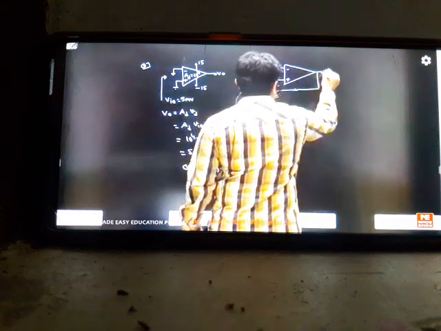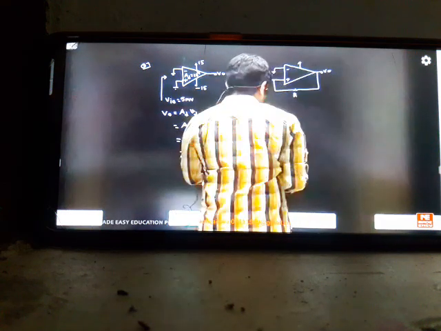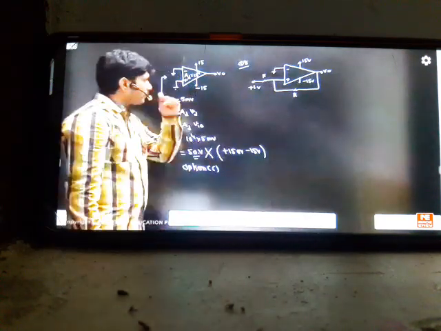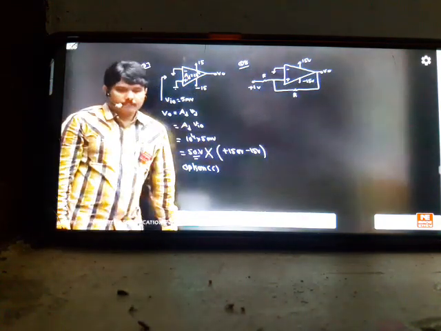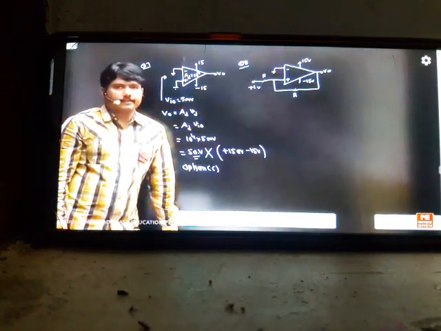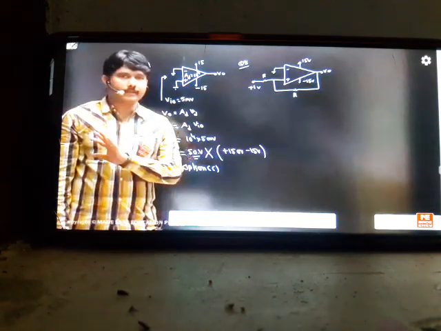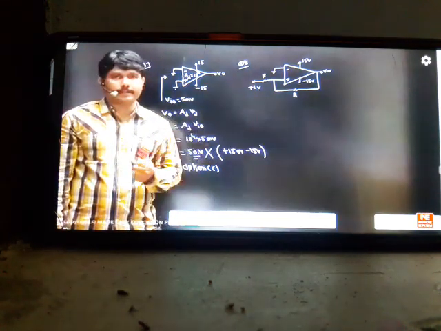And the batteries are given as 15, minus 15. This is the question. It's asking what will be the output voltage from this circuit. If you are intelligent, you will not touch this question. You tell the fundamentals. What is the fundamental I told? Any circuit which is undergoing positive feedback, 100% sure, never works in linear; it works only in non-linear, because the gain is very high in positive feedback systems.